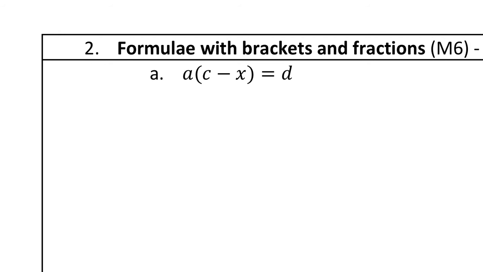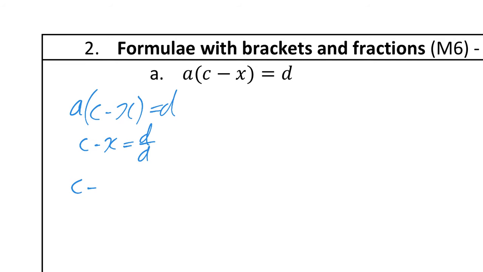The first thing we can do is leave the c minus x where it is, and divide across by the a. Next, I'll swap the minus x and the d over a around, so that d over a comes across and equals x, and then that is it. We just rewrite that as x is equal to c minus d over a.